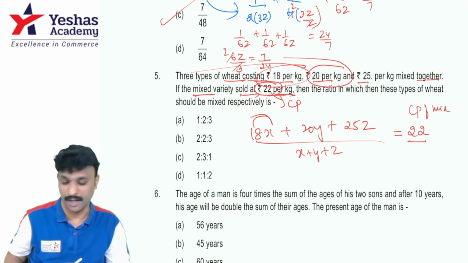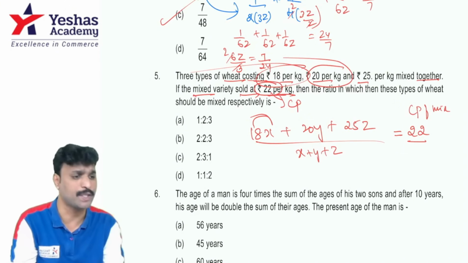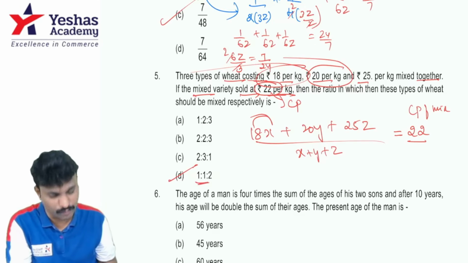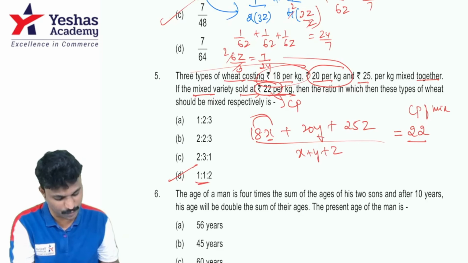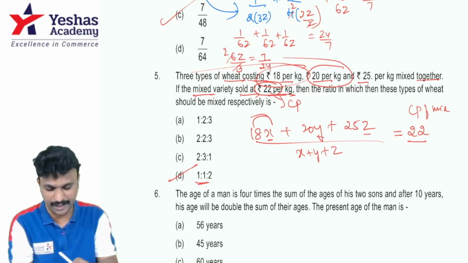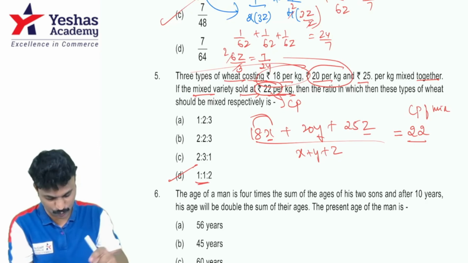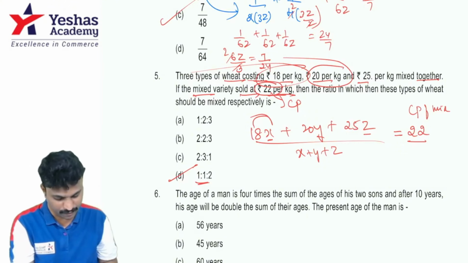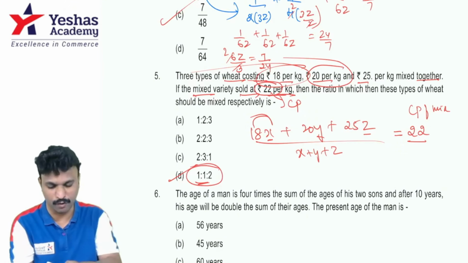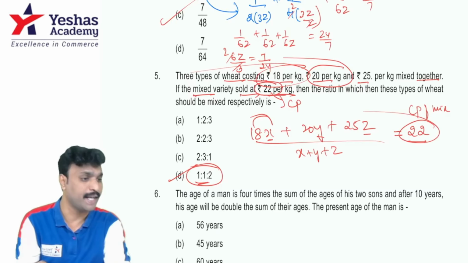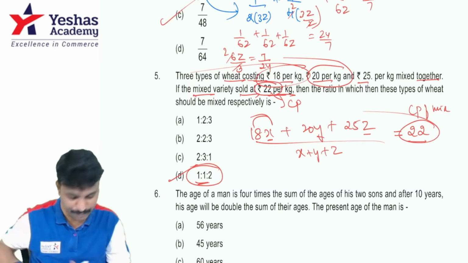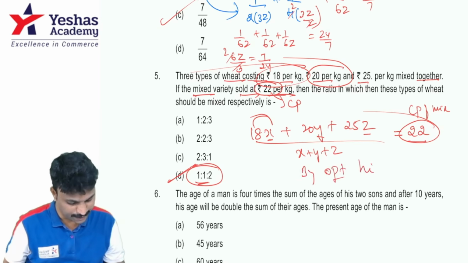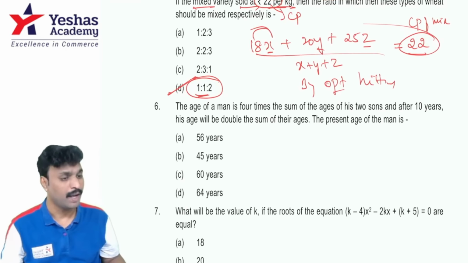All you need to do is, where are XYZ values? XYZ values are in option D. Guys, by option hitting, if you take option D, 1, 1, 2, that means X value 1, Y value 1, and Z value 2. Take your calculator. 18 into 1 plus, 20 into 1 plus, 25 into 2, divided by, if I sum it up, 1 plus 1 plus 2 is how much? 4. Divided by 4, I end up getting 22 as the cost price of the mixture. That means option D is the right answer by option hitting.